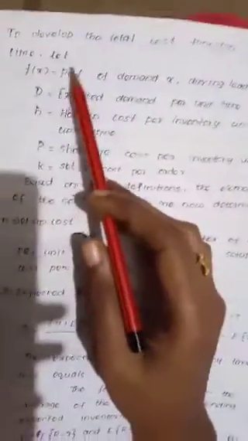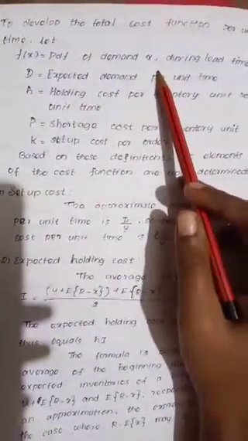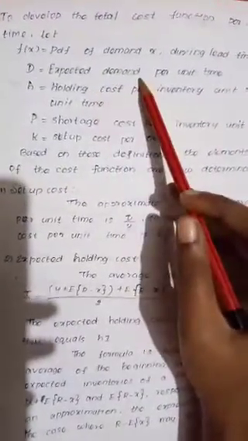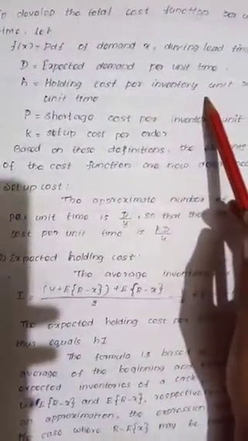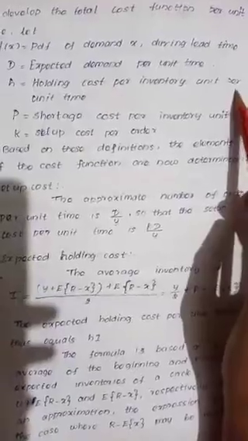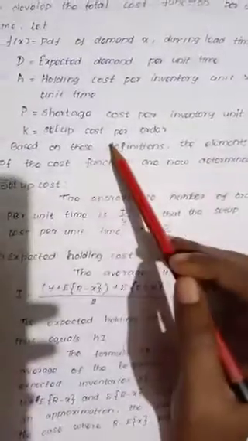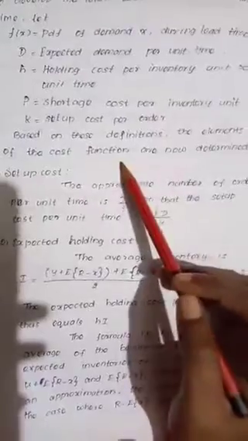Next, to develop the total cost function per unit time, let f(x) be the PDF of demand x during lead time, D the expected demand per unit time, h the holding cost per inventory unit per unit time, p the shortage cost per inventory unit, and K the setup cost per order. Based on these definitions, the elements of the cost function are now determined.